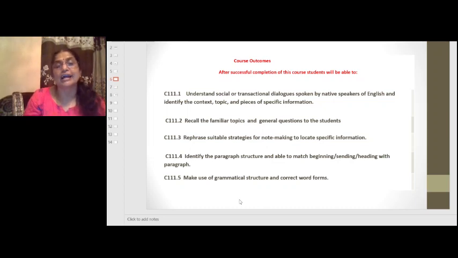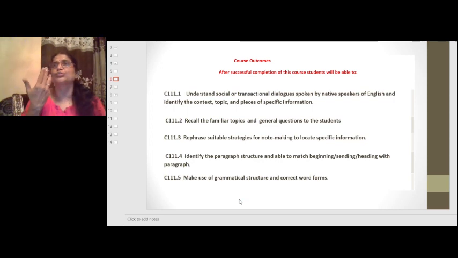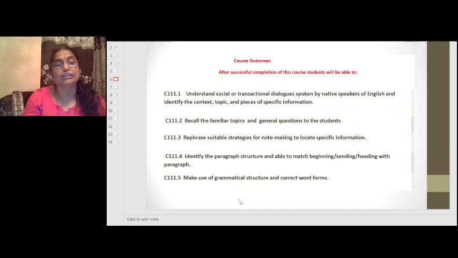And the fourth unit, identify the paragraph structure. So the fourth unit talks about how to write a paragraph, how to begin, how to end, and in between, how to frame. A student is expected to learn. After learning this is the outcome. Okay, the fourth unit says. The fifth unit, if you take the fifth unit, make use of grammatical structure and correct word forms. So you should be able to make correct grammatical sentences and word formation. That is the fifth one.